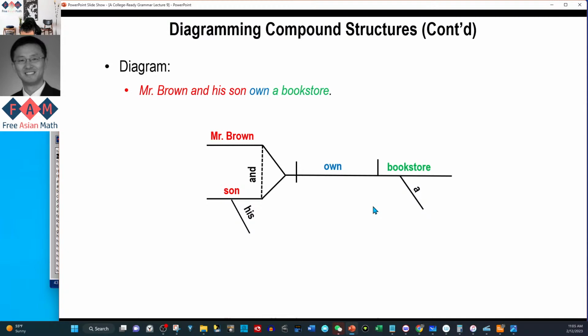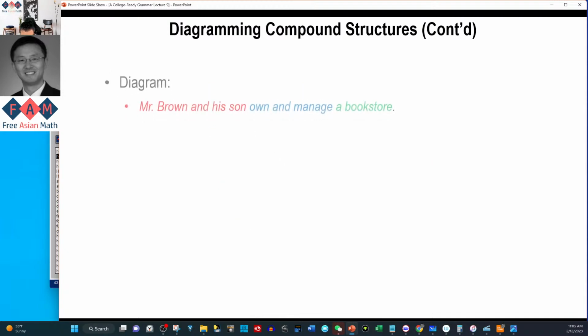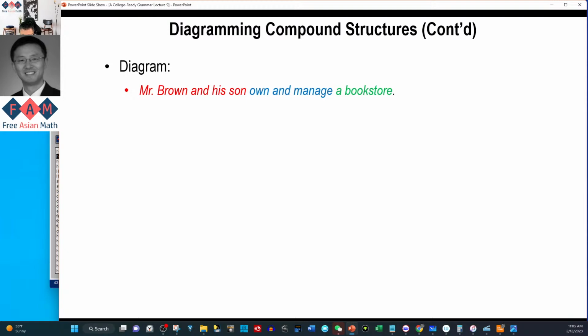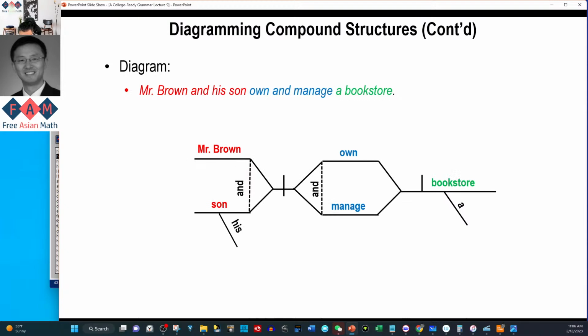Now, if we want to expand the verb to make it a compound verb, own and manage, how should we do that? We should do exactly the same thing, except that we want to branch out at the verb position. So the diagram looks like this. It follows exactly the same idea. When you come to the verb, you branch out. One goes to own, one goes to manage, then you join them by a dashed line to illustrate this is the compound structure, similar to the subject case.